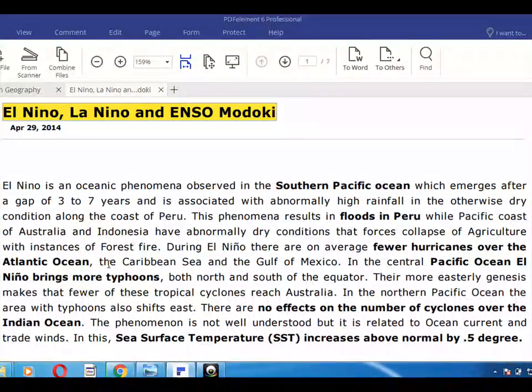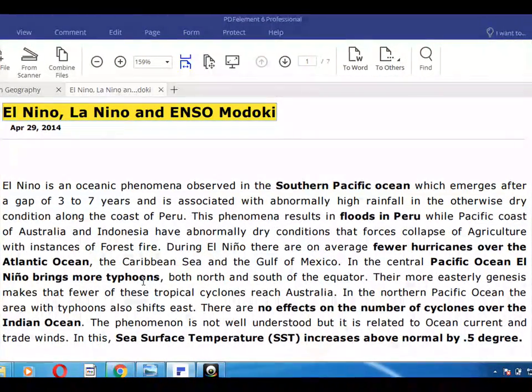over the Atlantic Ocean, the Caribbean Sea and the Gulf of Mexico. In the central Pacific Ocean, El Nino brings more typhoons. Both north and south of the equator, there is more easterly genesis, so fewer of these tropical cyclones reach Australia. In the northern Pacific Ocean, the area with typhoons also shifts east. There are no effects on the number of cyclones in the Indian Ocean.